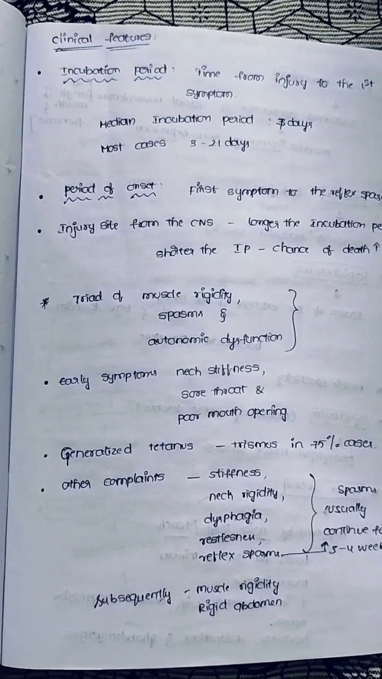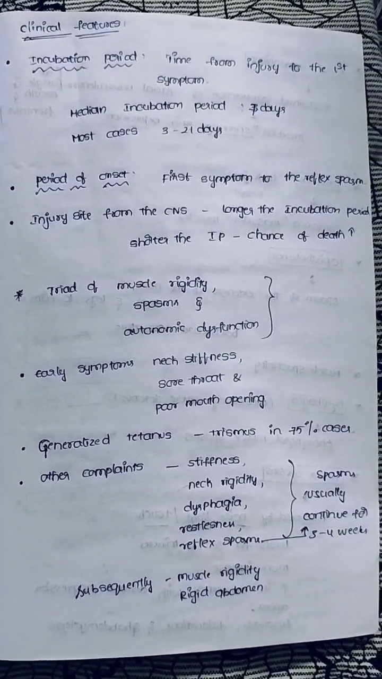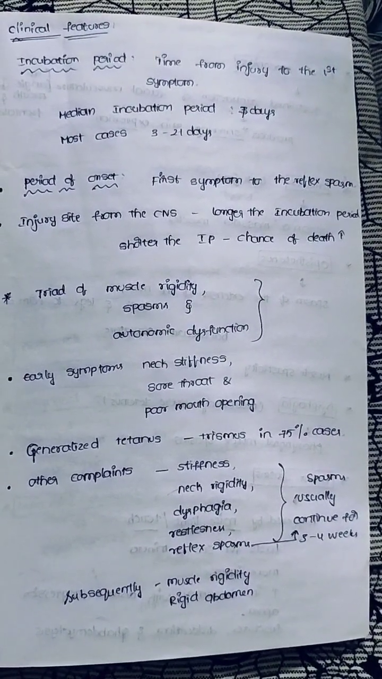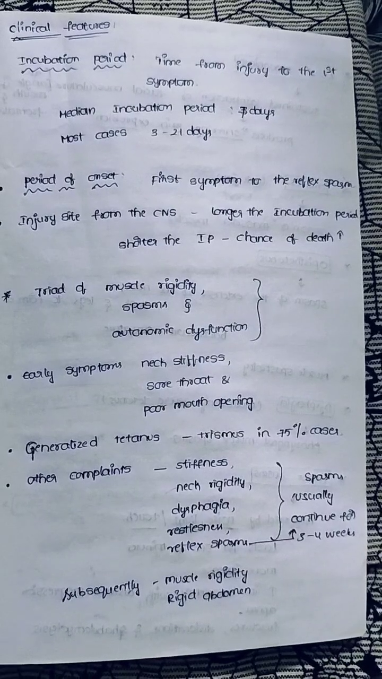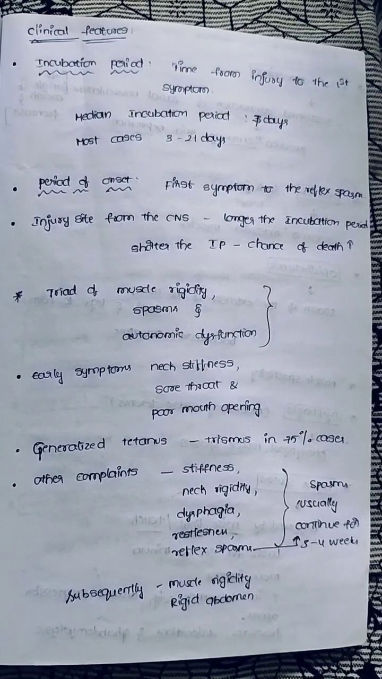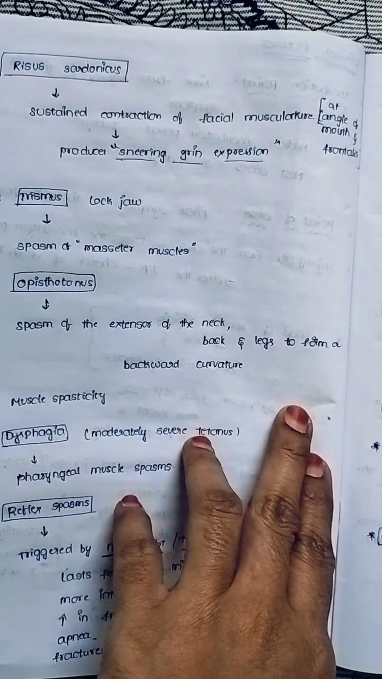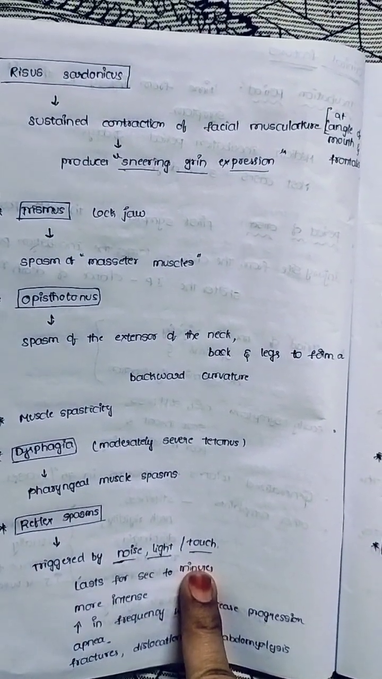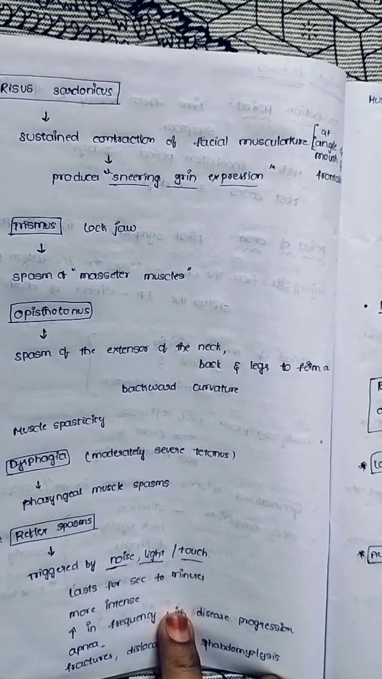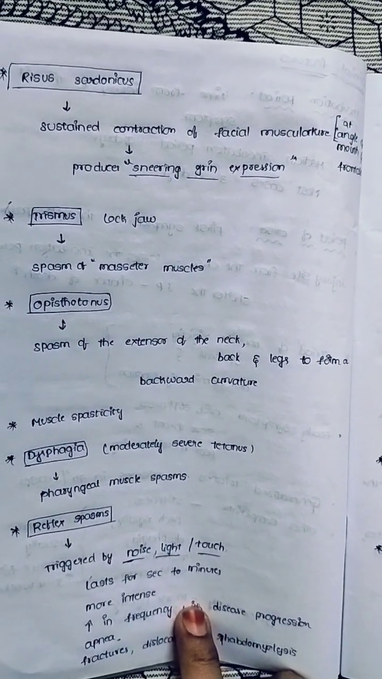The early symptoms include neck stiffness, sore throat, poor mouth opening, dysphagia, and restlessness. Reflex spasms are usually continuous for 3 to 4 weeks and increase. Subsequently, muscle rigidity and a rigid abdomen also take place. An important sign is risus sardonicus, the sustained contraction of the facial musculature at the angle of the mouth and frontalis, which produces a sneering grin expression.